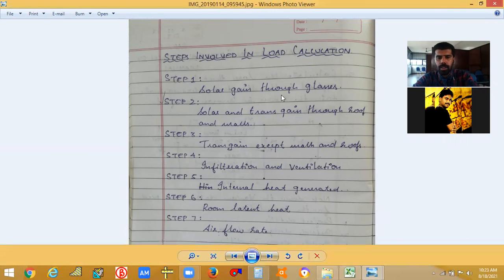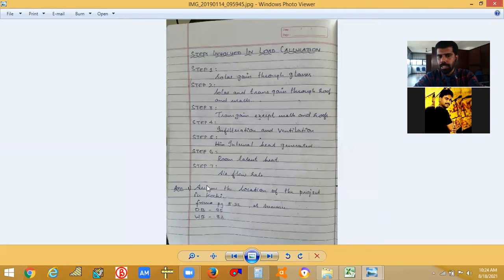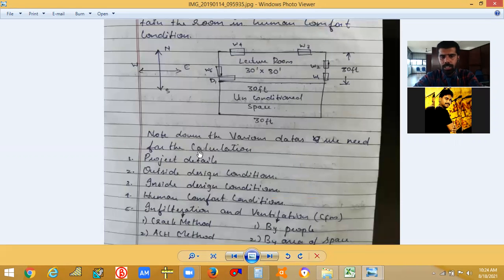So initially we were dealing with these steps. I told you that we need all these 5 input values. So first we are going to deal with this topic. Then we will be coming to these 7 steps. So first, what is our first step, or what is our first point?